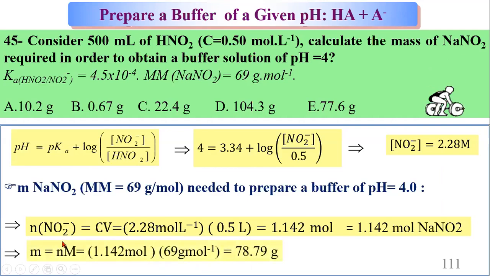Now, if I want the mass of the sodium NO2, mass is number of moles times the molar mass. So take the number of moles of the sodium NO2, multiply that by the molar mass of the sodium nitrite. Then you get the mass of it. Okay? And so if you look at the mass, the answer is E. Well, the closest answer is E.